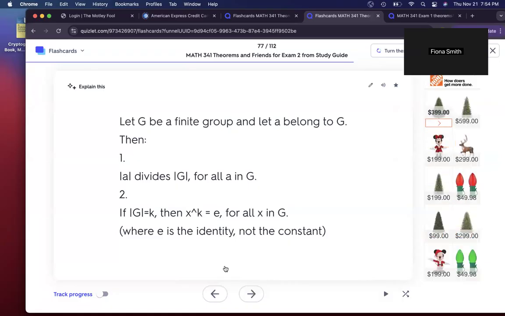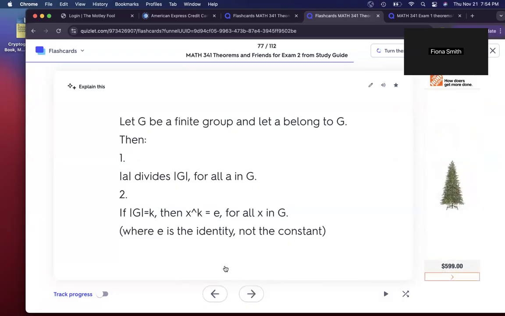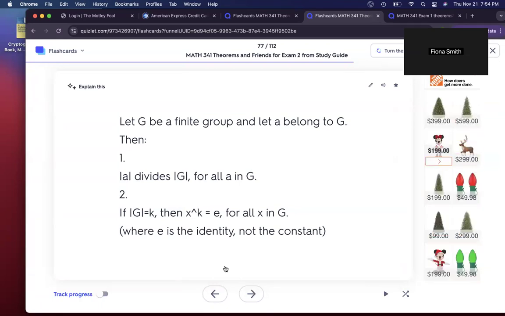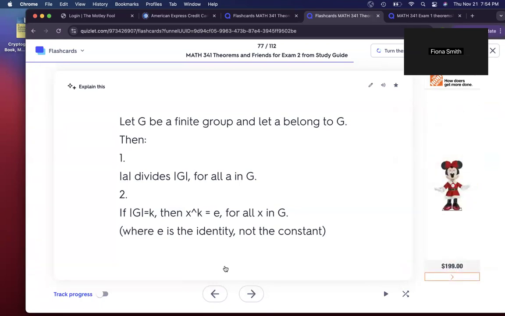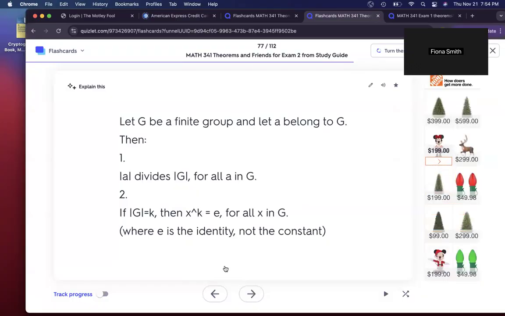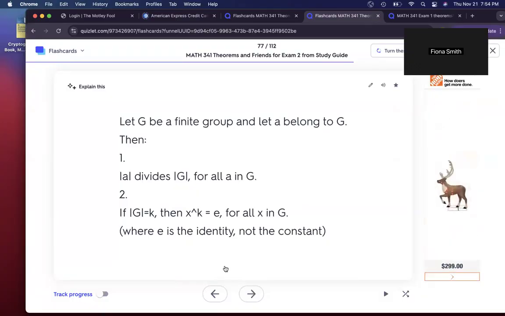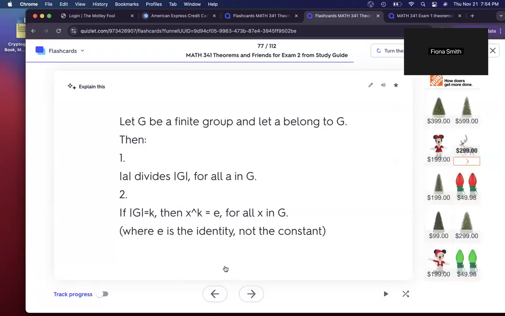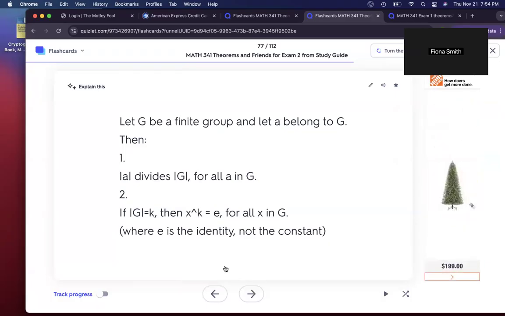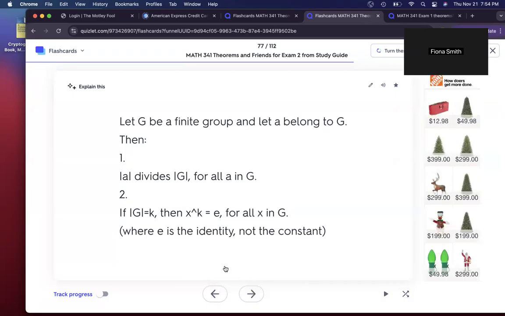So again, G is a finite group and let a belong to G. Order of a divides order of G. And if order of G equals K, then x to the K equals e for all x in G, where e is the identity, not the constant 2 point whatever.